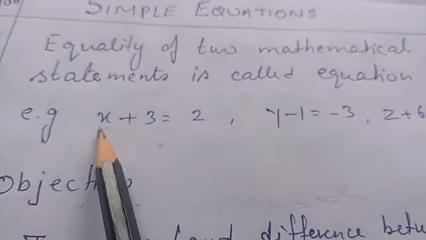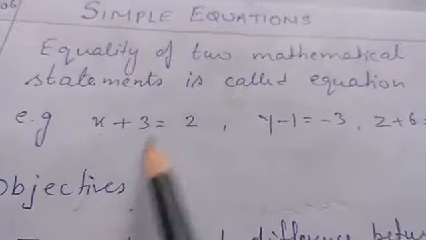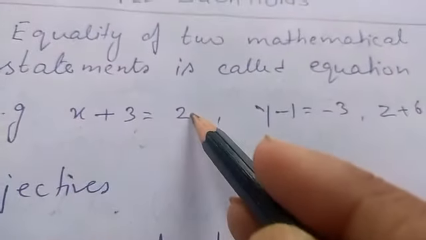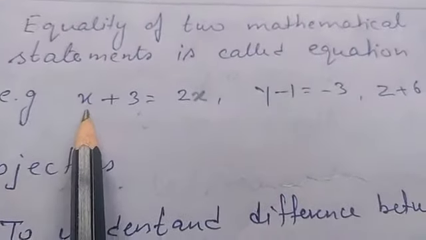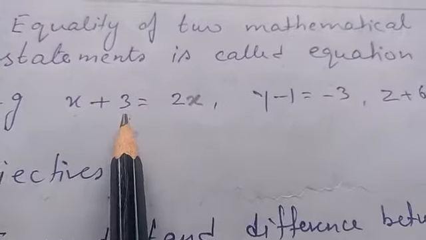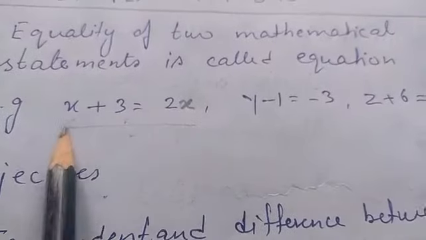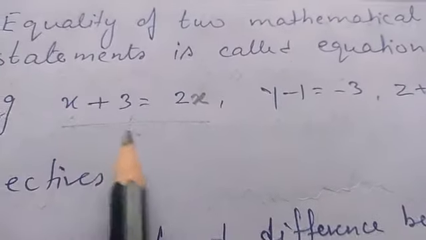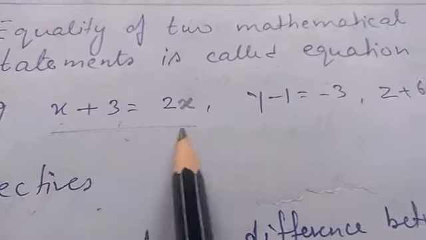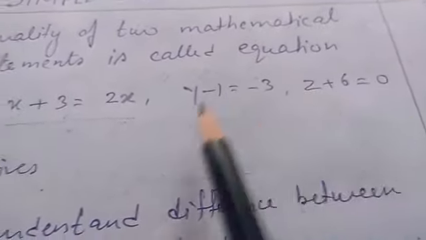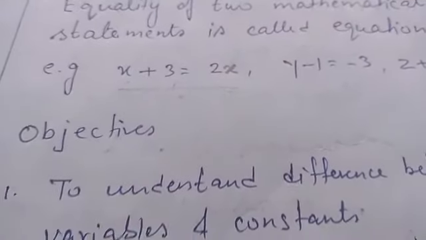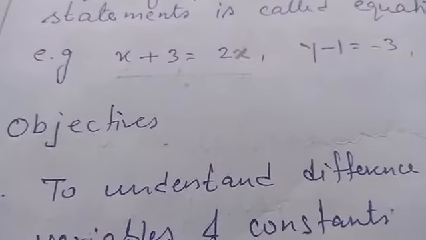Now this is a variable and this is a constant. I can write 2x here also, no problem. This is the same thing. This is a variable, this is a variable, and this is a constant. Whenever we have two algebraic expressions using the equal to sign, it is called an equation. Clear? Now let's see the objectives.